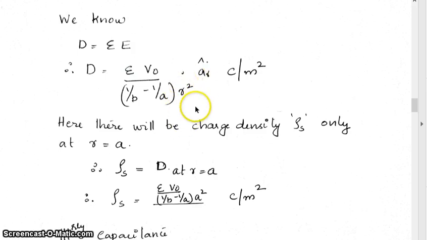In the place of R I can substitute A. So finally rho s is equal to epsilon V0 by (1 by B minus 1 by A) into A square, that much coulomb per meter square. Hope it is clear. That is, at V is equal to 0 we are not having any charge density. At V is equal to V0 we are having a charge density, and at that point R is equal to A. So in order to find the charge density, it is enough to substitute A in this expression.